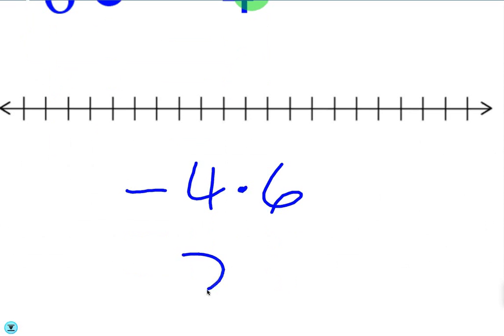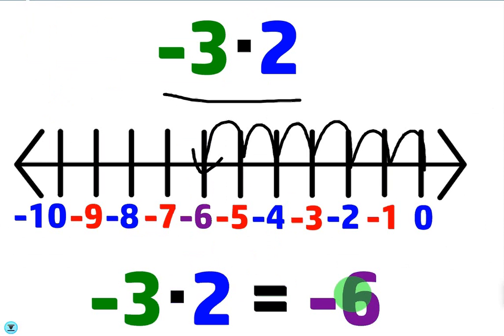All right, so 4 times 6 is 24. Since it's a negative times a positive, the answer is negative 24. So that's it. Negative times a positive is always negative. A positive times a negative is always negative as well. So basically, if you have one positive and one negative, the answer is going to be negative. If you have any other questions about this lesson, let me know.